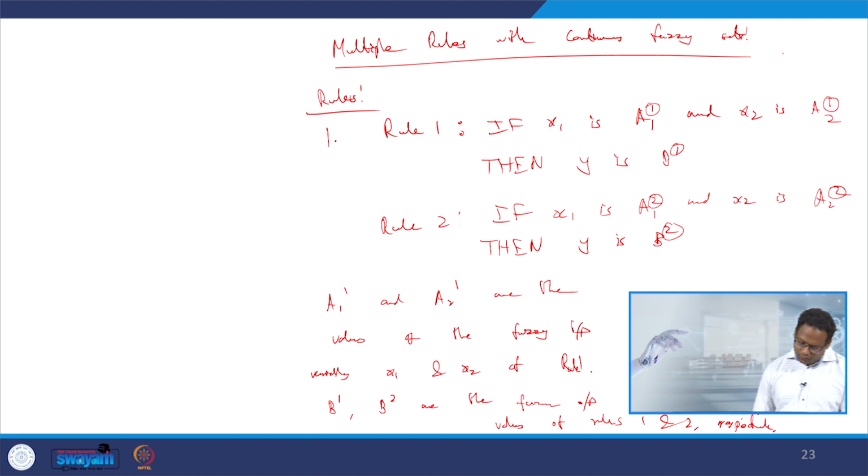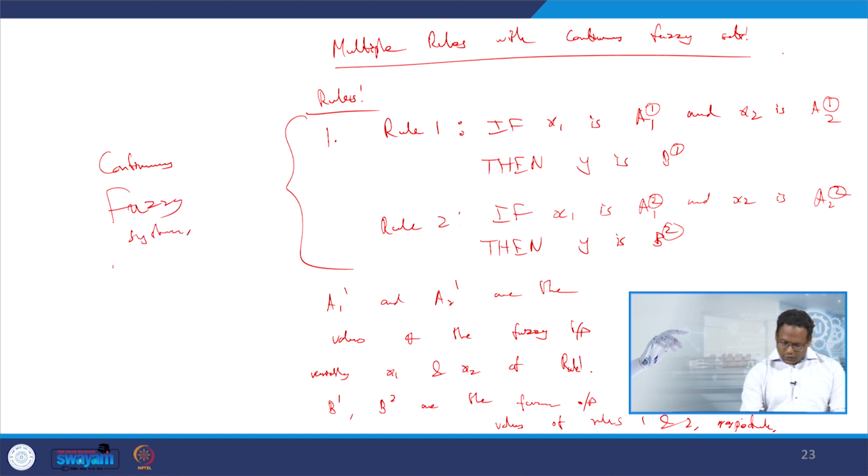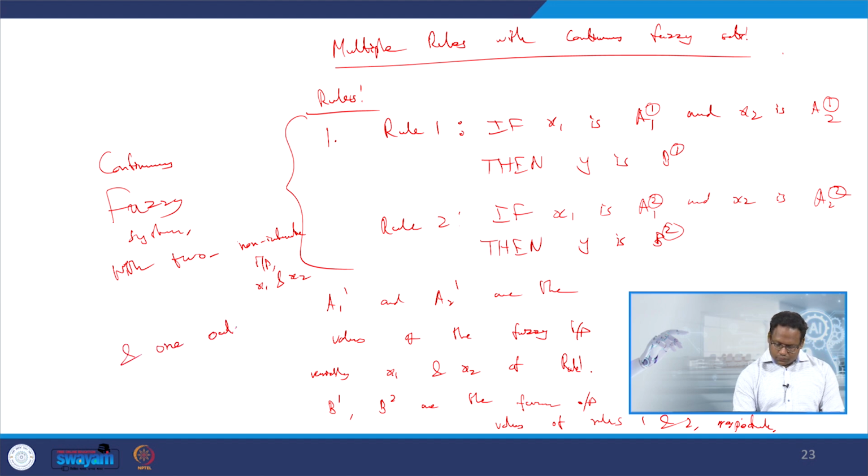Okay. So, this is a continuous fuzzy set. This system is a continuous fuzzy system with two non-interactive inputs, say x1 and x2, and single output, which is y. Okay. So, now this is the definition about this system with these two rules.